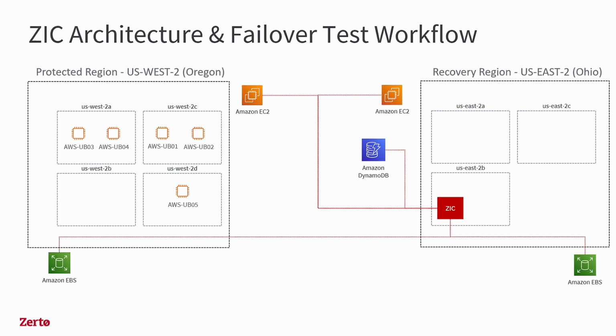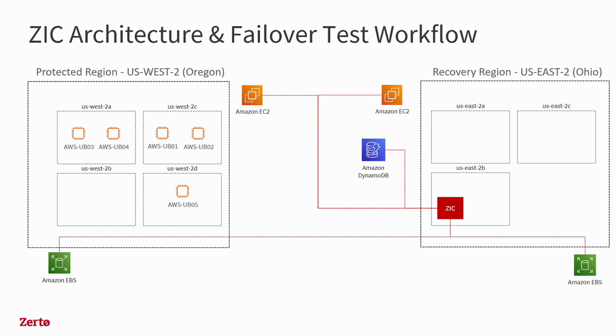If you can see on the right side in the recovery region, that's where I put the Zerto in Cloud Linux appliance. And that's for good reason, because if I put it in the protected region and that region goes down, I can't recover my data. So we put it in the recovery region.